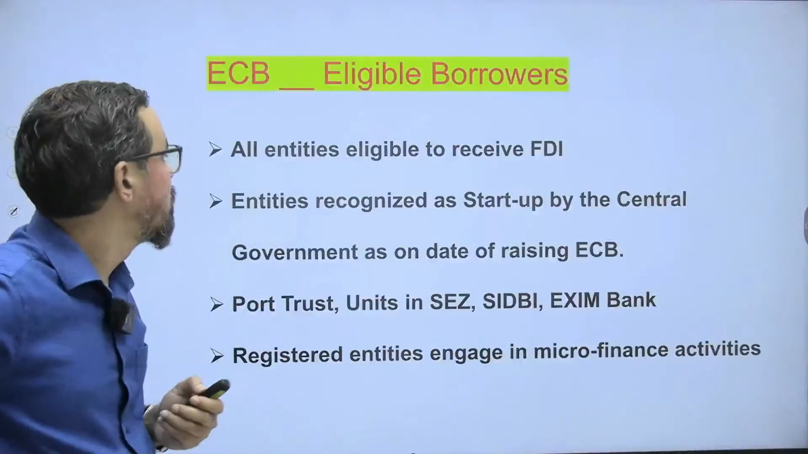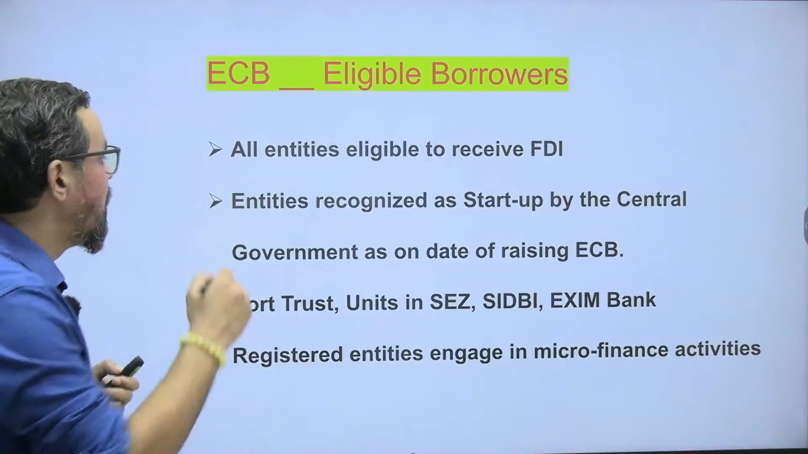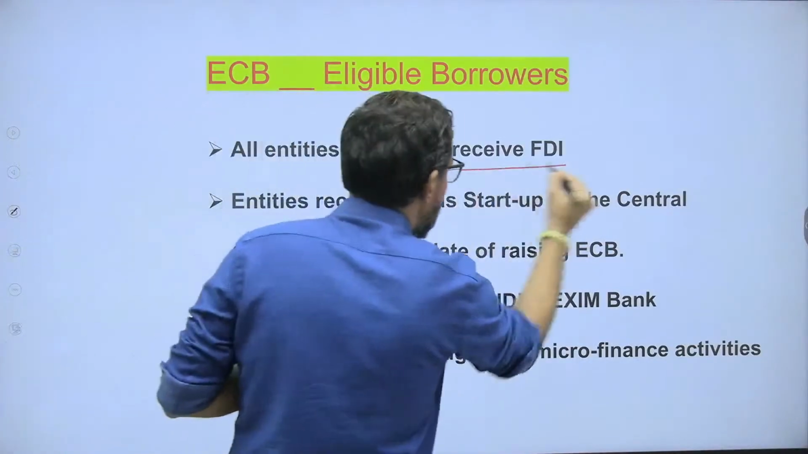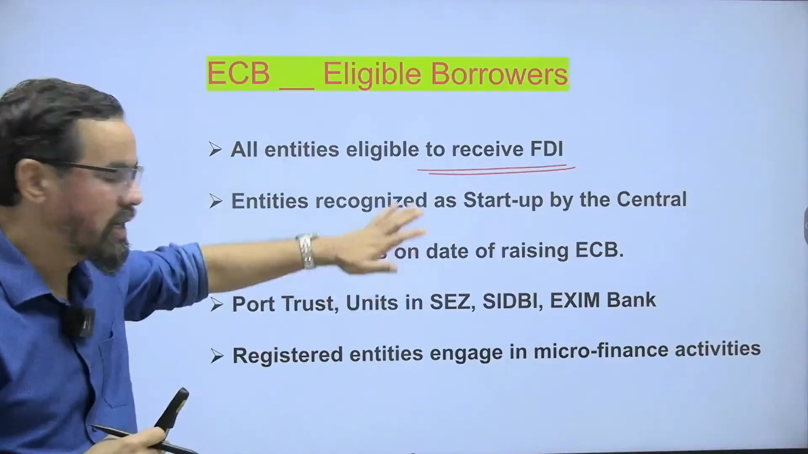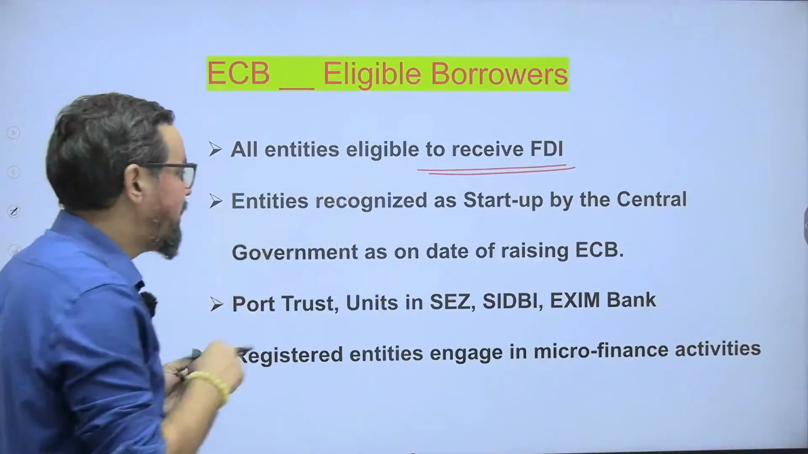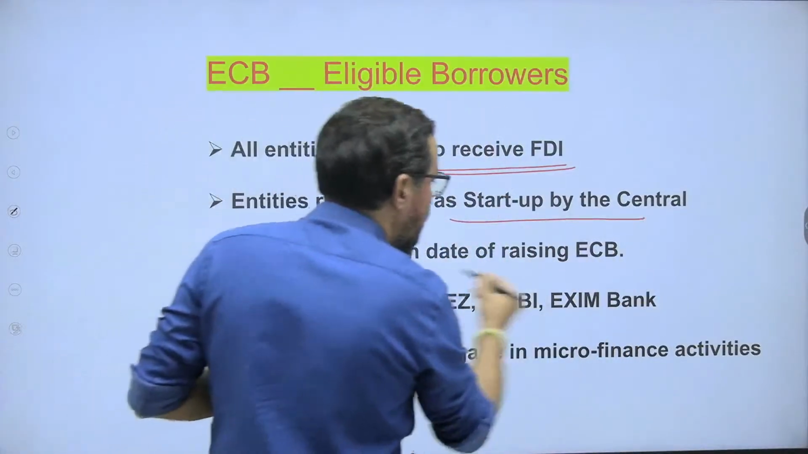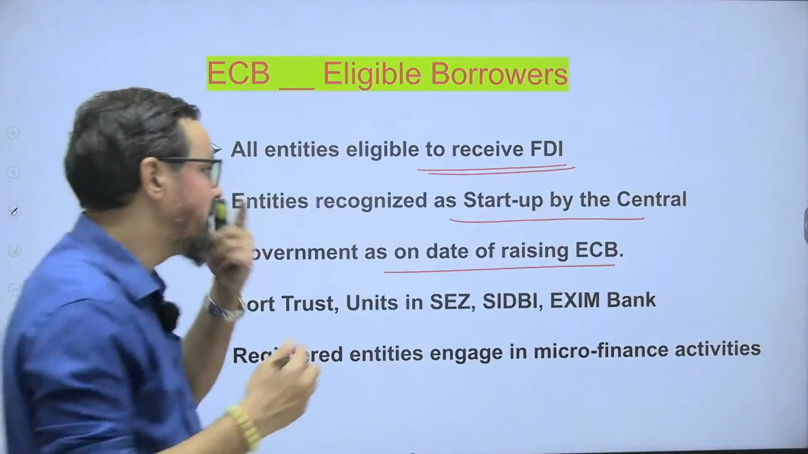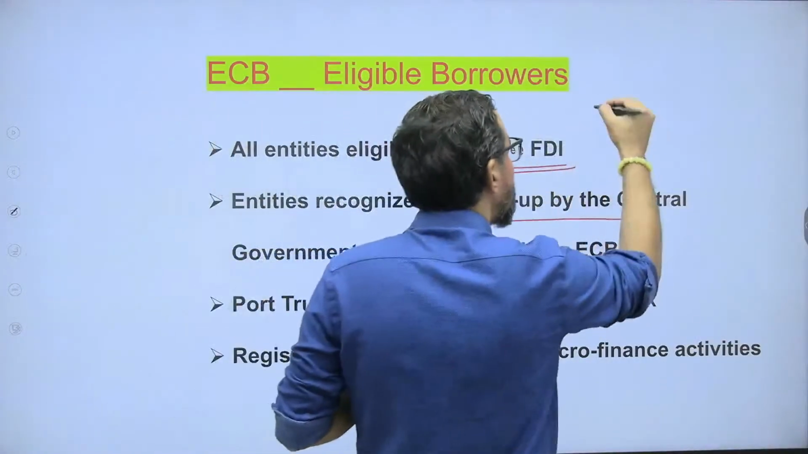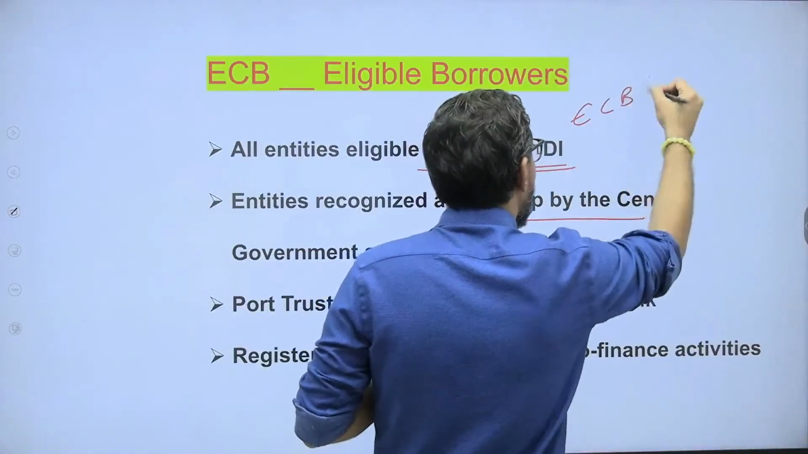ठीक है? So eligible borrowers. Now who can be the eligible borrowers? All entities eligible to receive FDI. ठीक है? तो जहां पे भी FDI allow है, वो सारे इसके लिए eligible हैं. Entities recognized as startups by the central government on the date of raising ECB, but the limit is like in the normal case, the normal ECB limit. ठीक है? कितना है, कौन बताएगा?